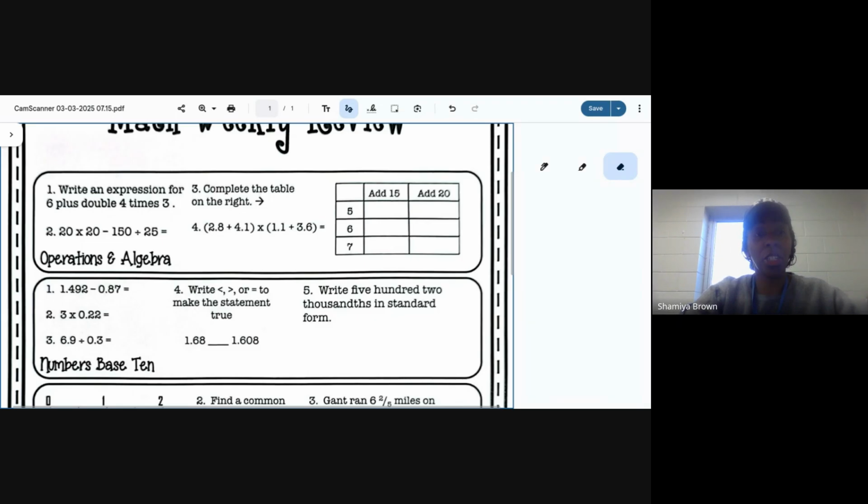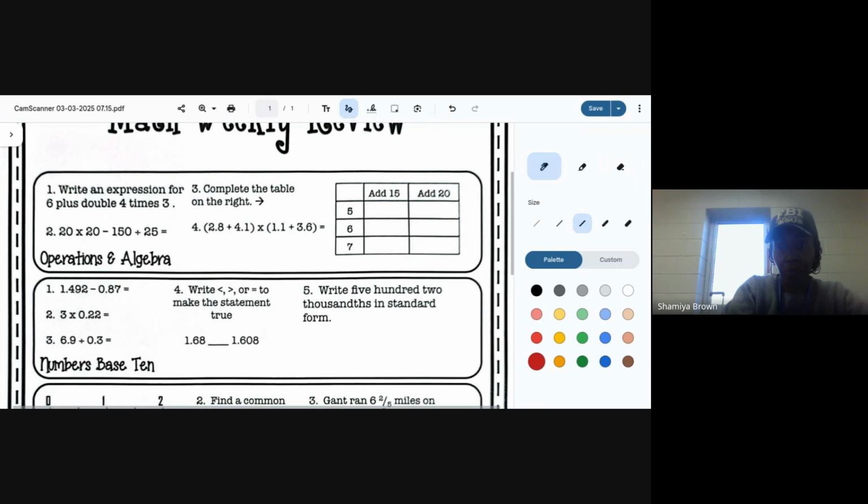This is section 2. Sorry. So, first one is a subtraction problem with decimals. So the most important thing is to line the decimals up. So I will do this one. 1.492. So that's 1 and 492 thousandths minus 8700.